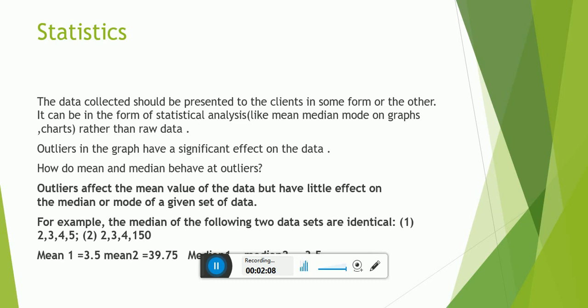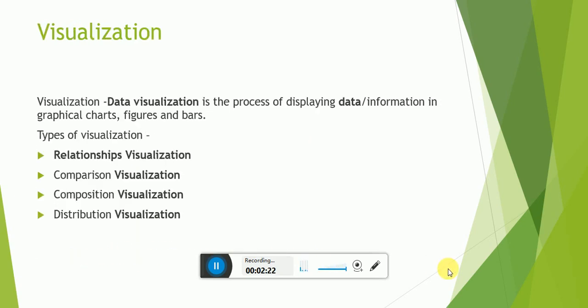So how do mean and median behave with outliers? Outliers affect the mean, but they have little effect on the median. Here is an example of two data sets and what the median is. The mean changes, but the median is the same.